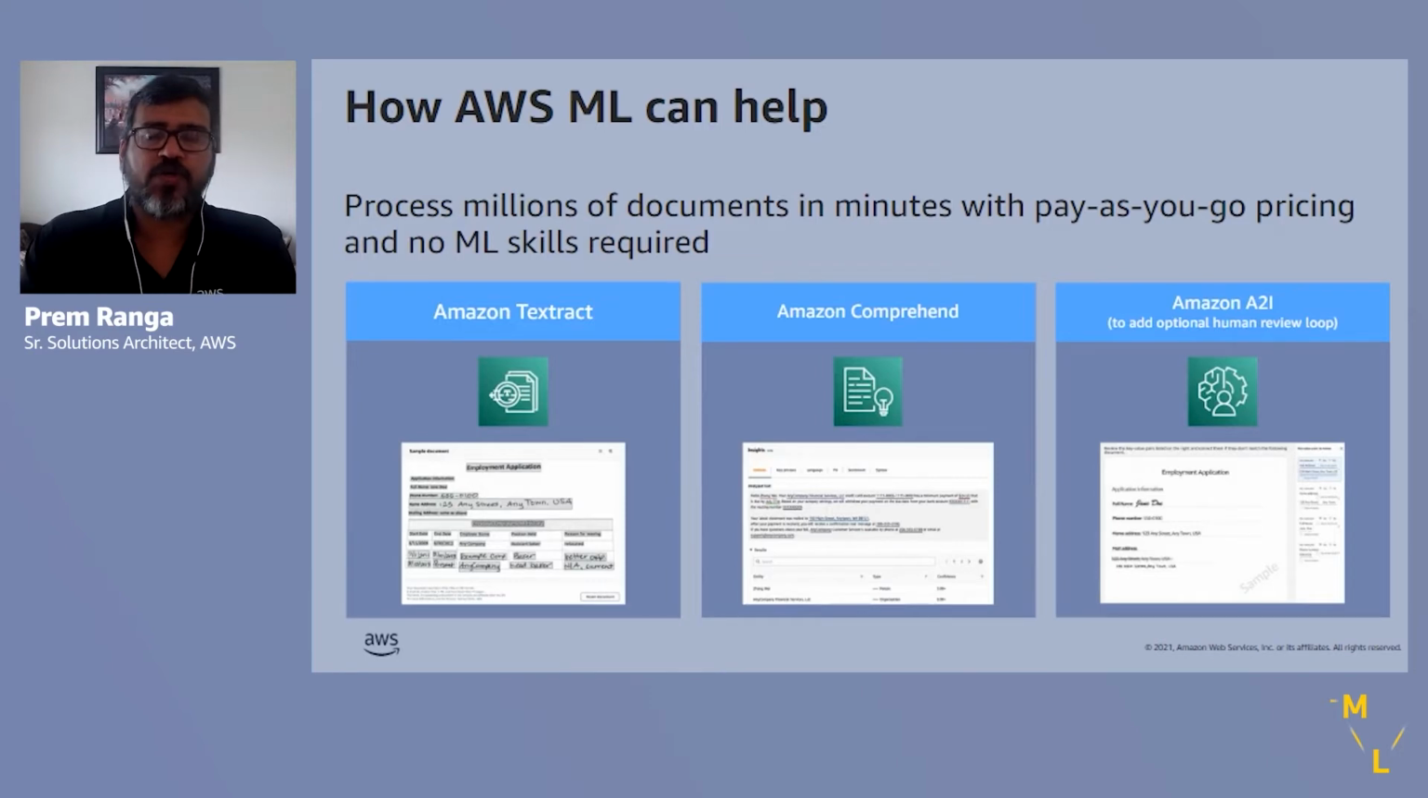Okay. So how does AWS machine learning services help with our document management workflow? With AWS ML services, especially at the AI layer, which is the top layer of our machine learning stack, we have services such as Amazon Textract and Amazon Comprehend, using which you can process millions of documents in minutes. And these services come with pre-built machine learning models with ready-made intelligence. So you can get started with using these services directly without needing any expertise or without having to train your own machine learning models.